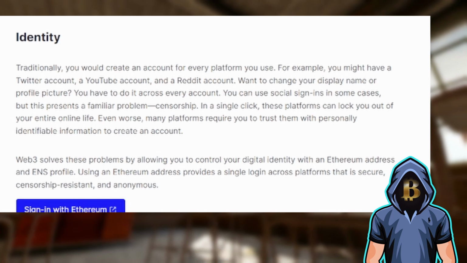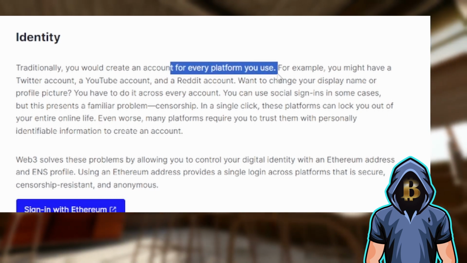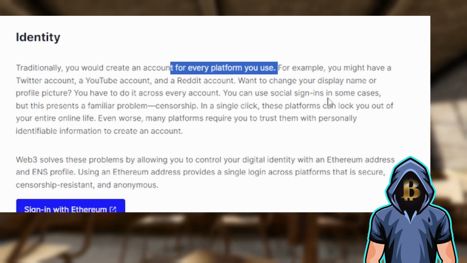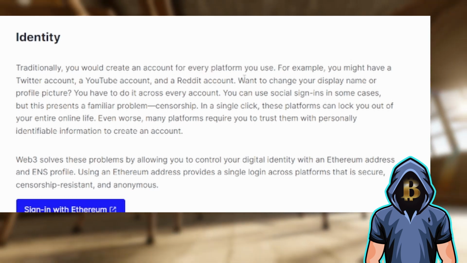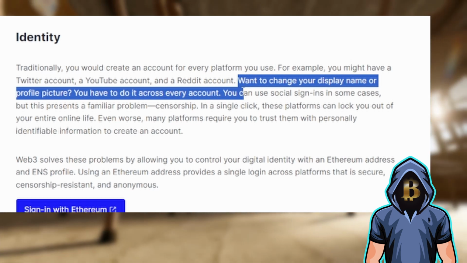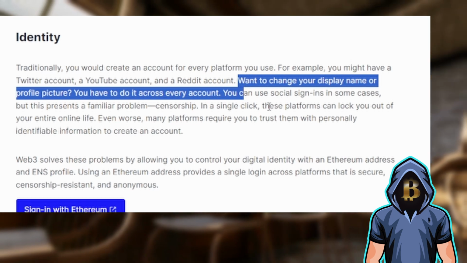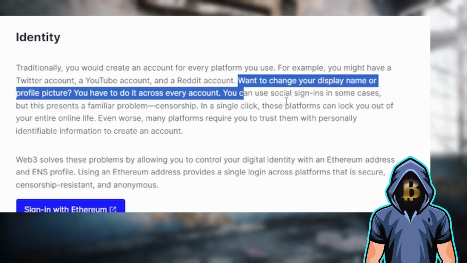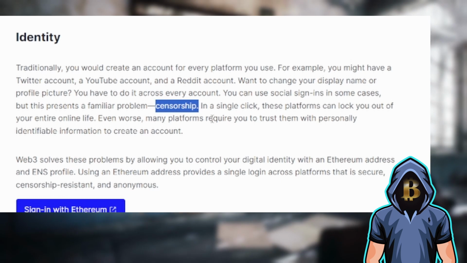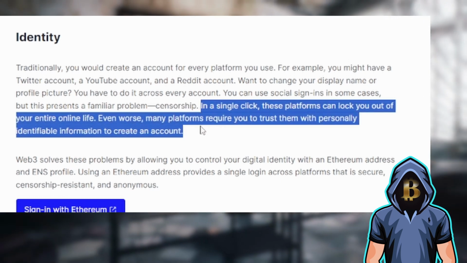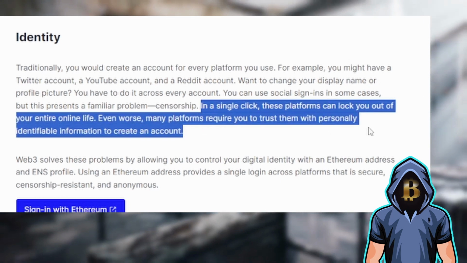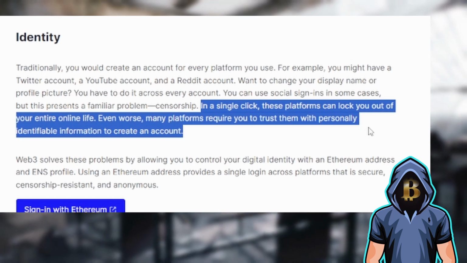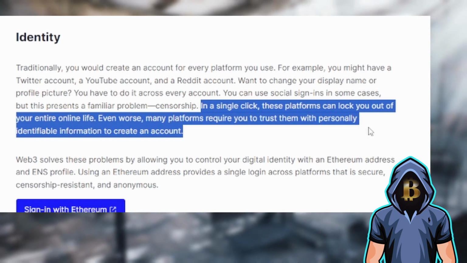Users with these tokens vote on how resources get spent, and the code automatically performs the voting outcome. Identity. Traditionally, you would create an account for every single platform that you use. For example, you might have one on Twitter, one on YouTube, one on Reddit. Want to change your display name or profile picture? You have to do it across every single account. You can use social sign-ins in some cases, but this presents a familiar problem of censorship.